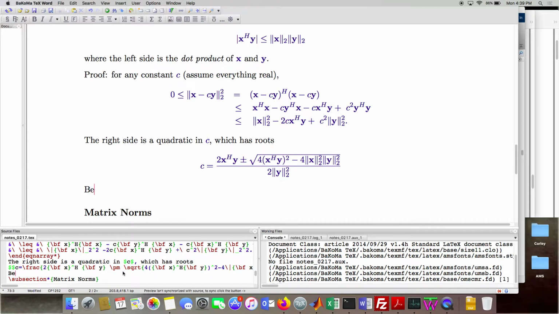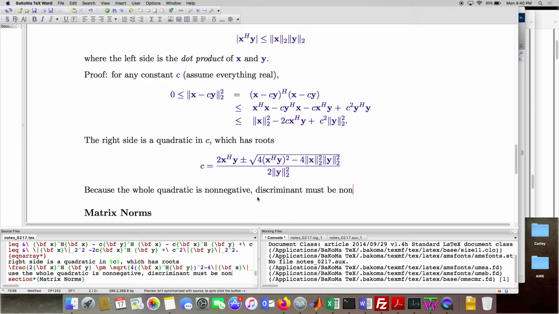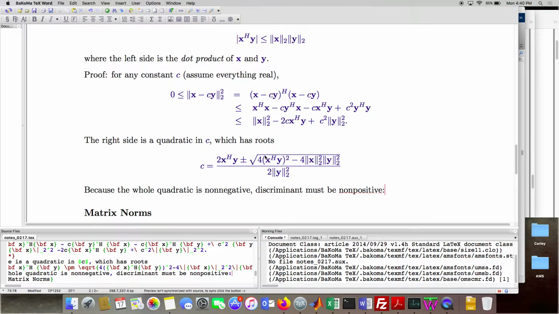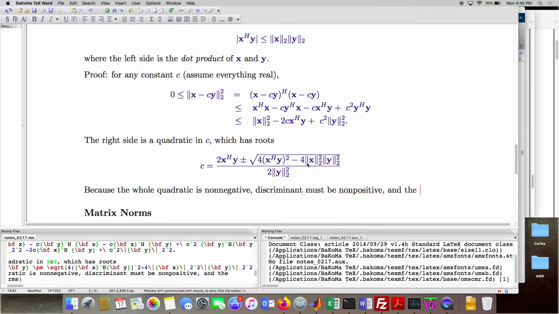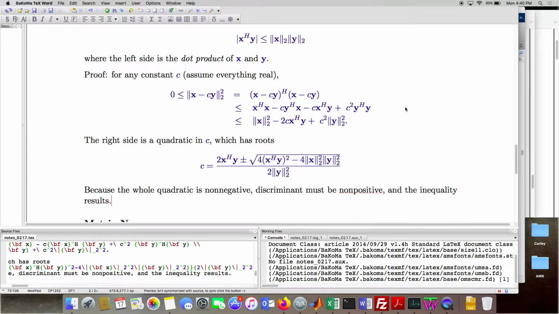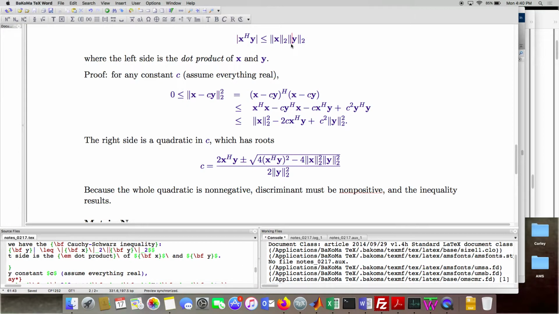So because the whole quadratic is non-negative, that means this discriminant must be non-positive. So this whole thing must be less than or equal to 0. If I set this whole thing under the square root less than or equal to 0, and then simplify, take a square root of both sides, I get exactly this inequality. So QED.